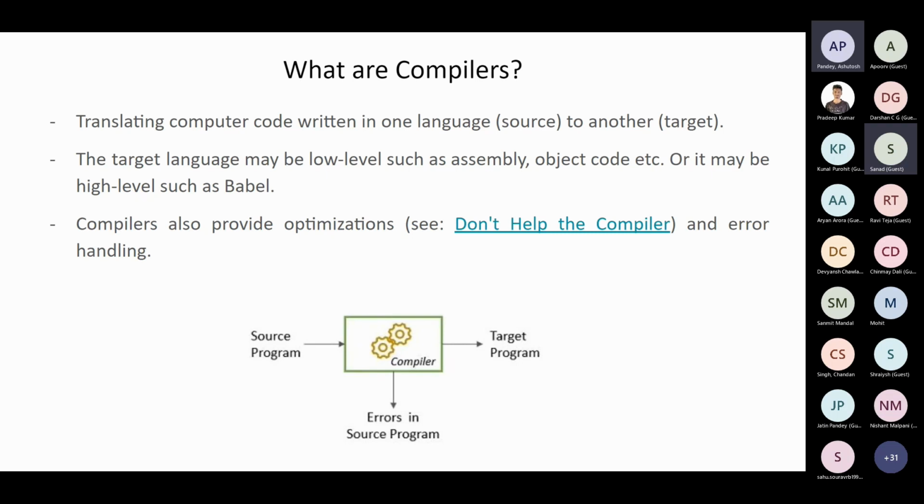If our programs just failed without any messages, without anything to be able to debug it, then we'd all be the worse off for it. So compilers also provide error handling.